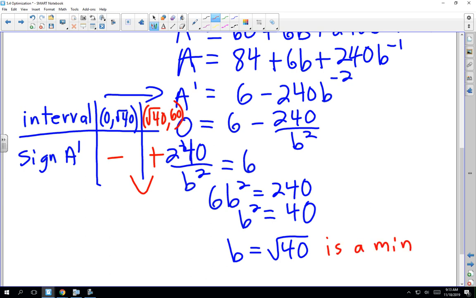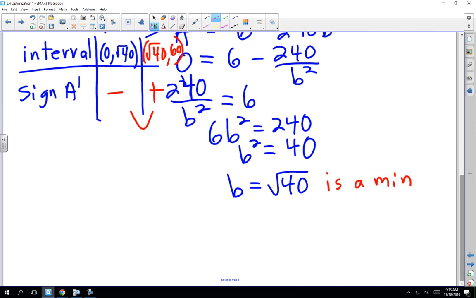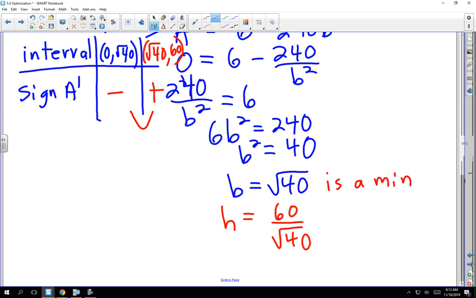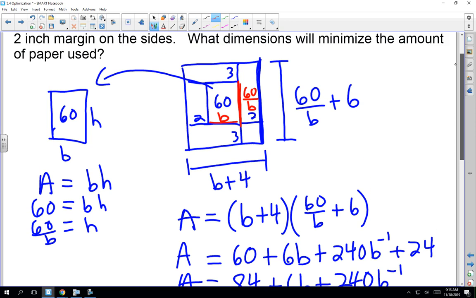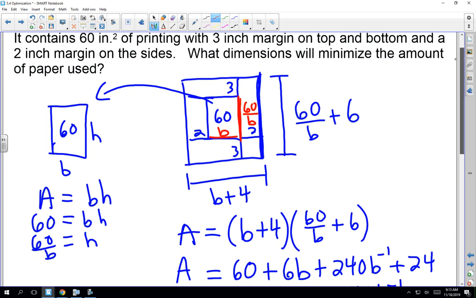And if b equals square root of 40, we can find h. h was equal to 60 divided by square root of 40. So those are the dimensions. I think they wanted the dimensions of the outer part. So that would be the inner dimensions. And so the actual, I got to go back and see what they asked for here. What dimensions will minimize the amount of paper used? Yeah, so that's a whole thing.